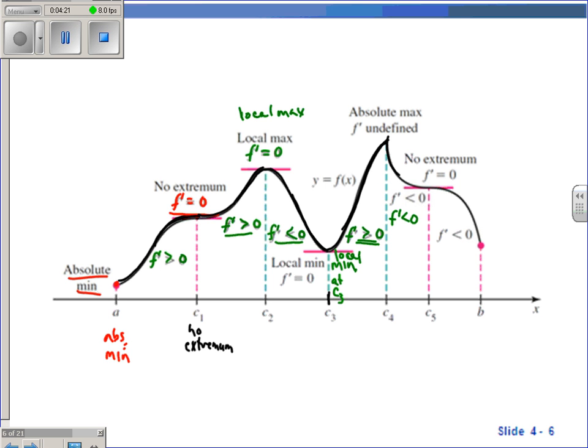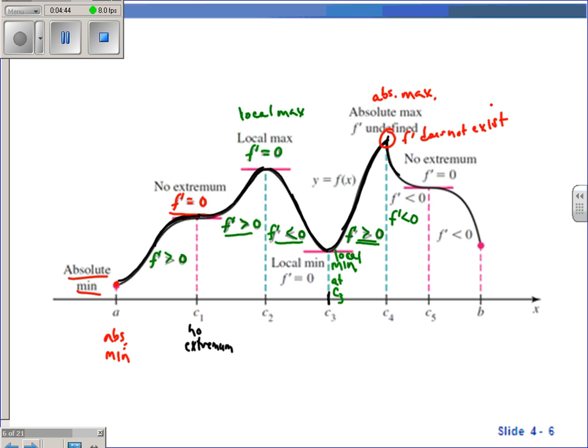Now, it doesn't have a derivative that's 0. We actually don't have a derivative at all at this point because of the sharp corner. So the derivative does not exist. But we still have an absolute maximum there because it is the highest point. So we have the absolute maximum at that point.